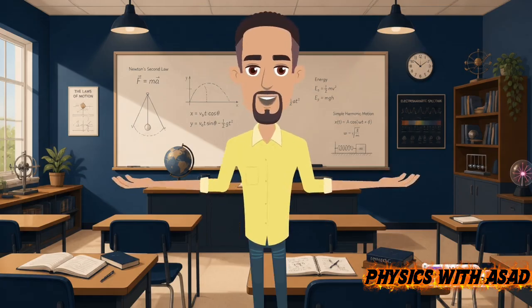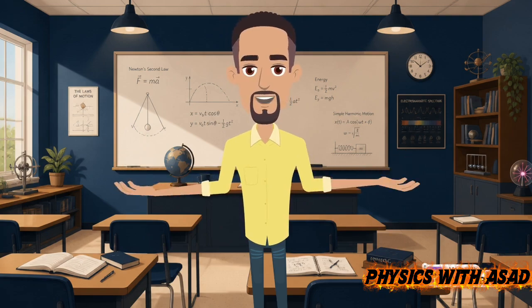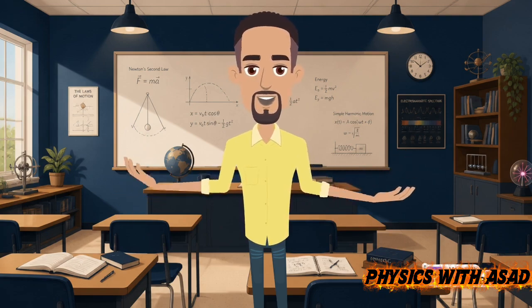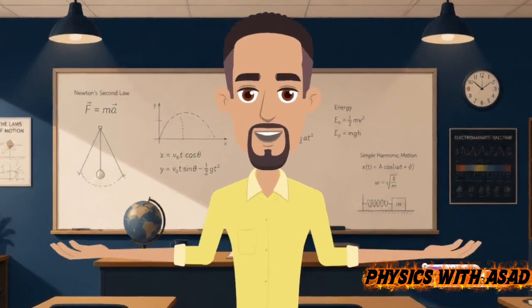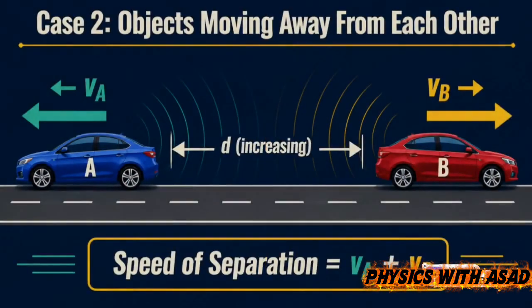Case 2, the speed of separation. This is when two objects are moving away from each other, increasing the distance between them. When two objects move directly away from each other, their speeds again add up. The speed of separation equals VA plus VB. The gap grows from both sides, the same formula, but this time the distance is increasing.